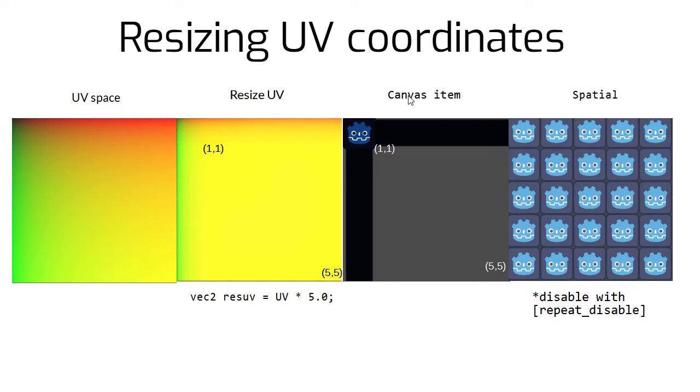If we use this UV map in a canvas item shader, we have this default behavior where the texture is drawn only in the part that corresponds to the range from 0 to 1, as the other coordinates correspond to numbers above 1 in both the X and Y axis. Now, in spatial, the default behavior is to repeat the map no matter if the coordinates exceed the range from 0 to 1, which in my opinion doesn't make sense. We can disable this behavior with repeat disable.